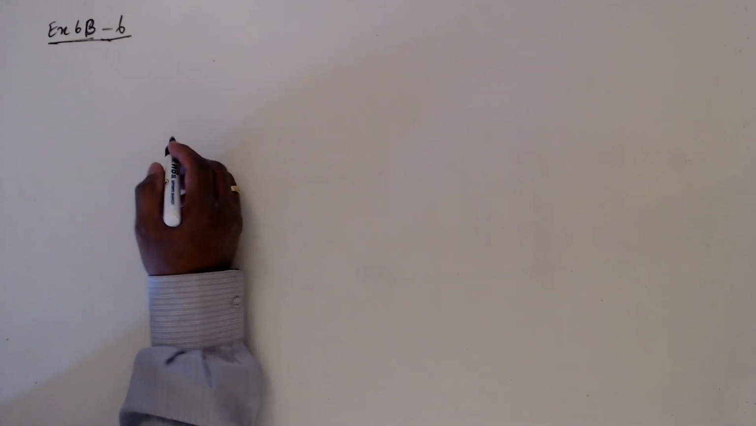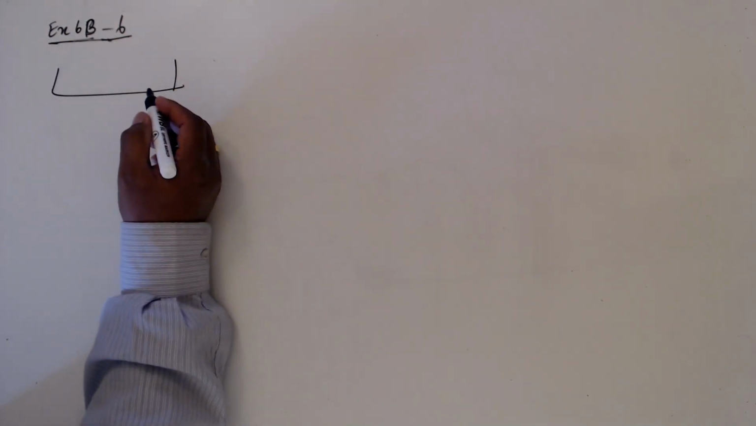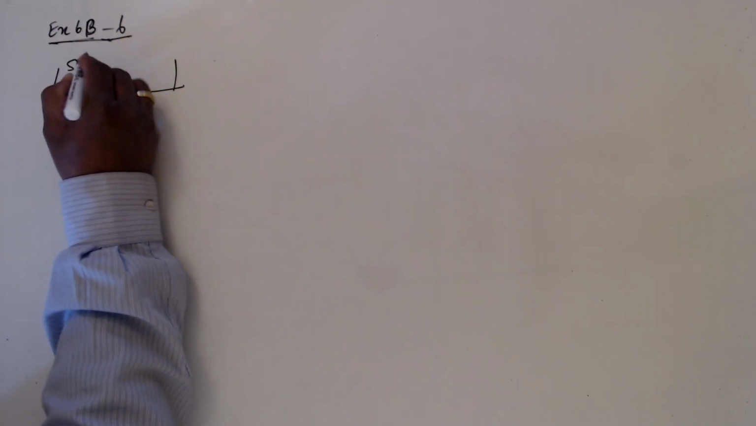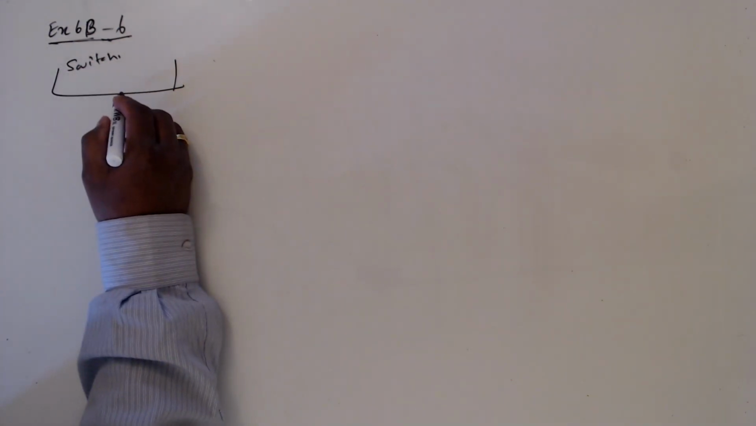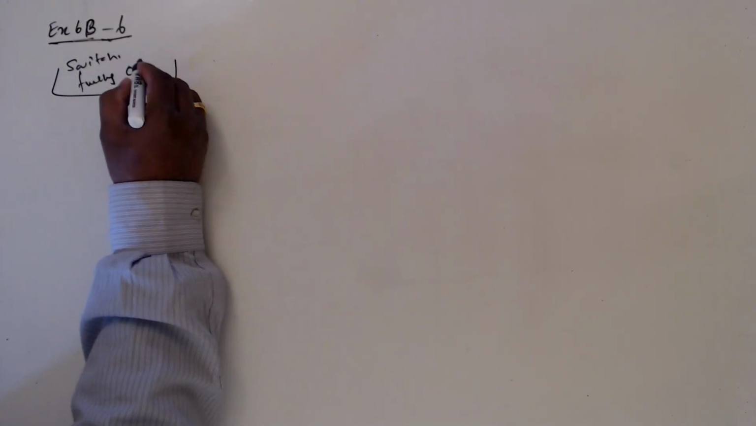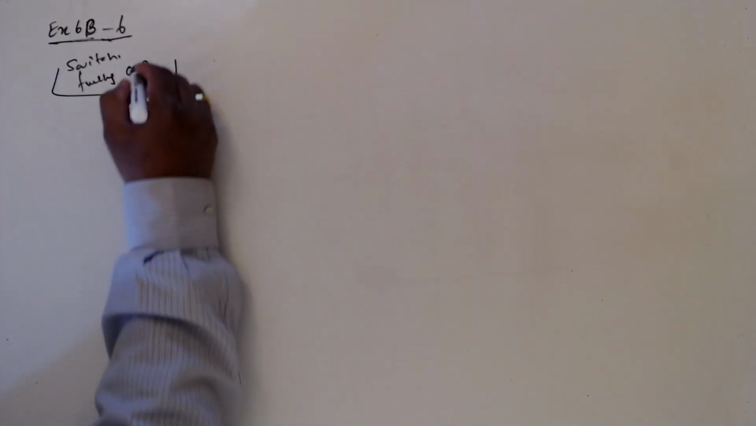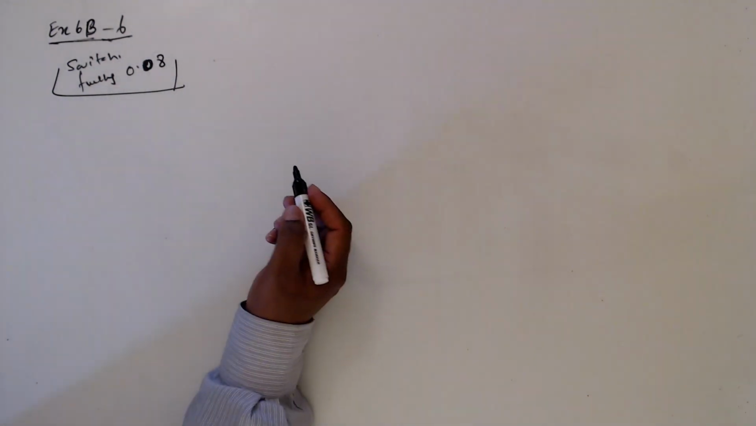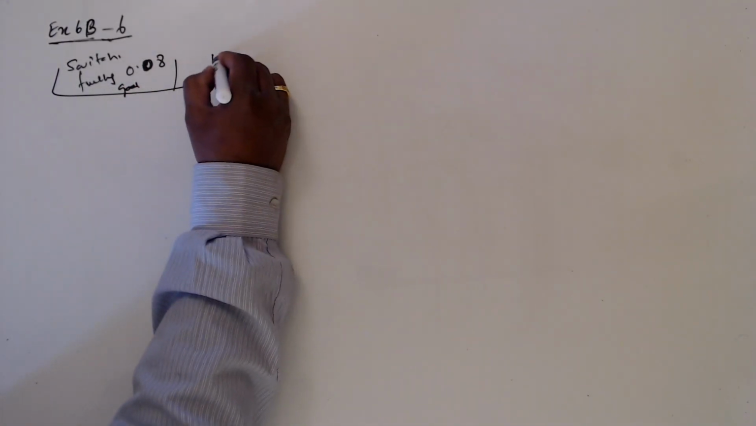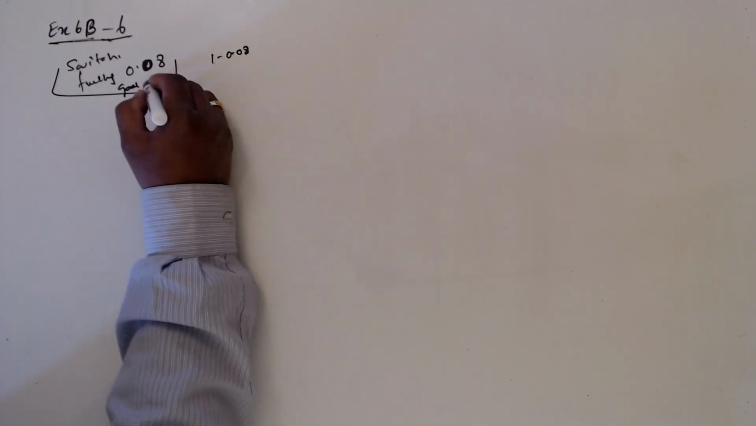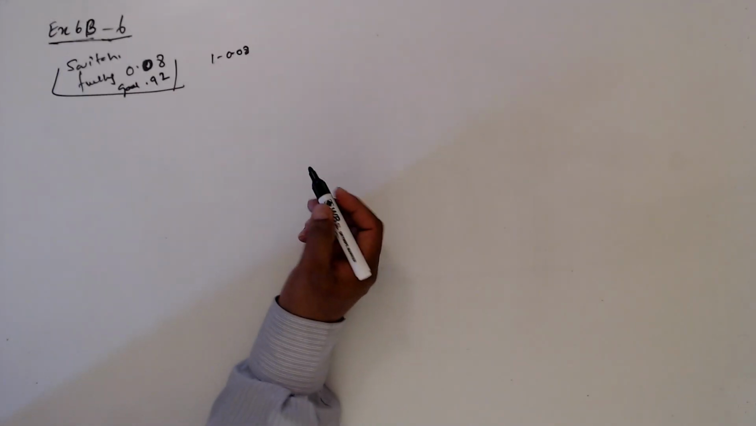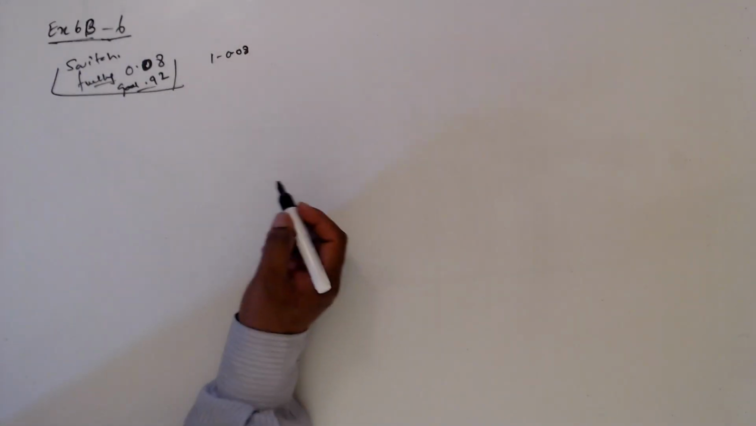Question number 6. The production department of a factory manufactures switches. The probability of faulty is 0.08. So good is then 1 minus 0.08, that is going to be 0.92. Faulty is 0.08. Good is 0.92.